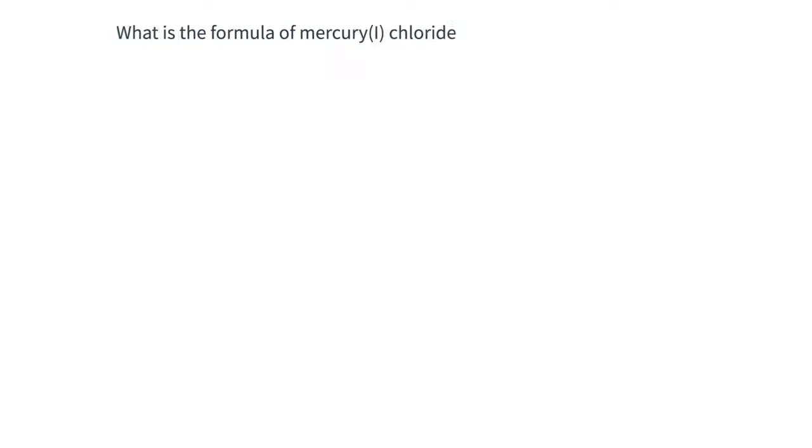This one is actually a tricky one. It's kind of intentionally tricky for where we're at right now. Mercury(I) chloride. Think of the formula. You have about 10 seconds. That's what you would think. Try again, though.